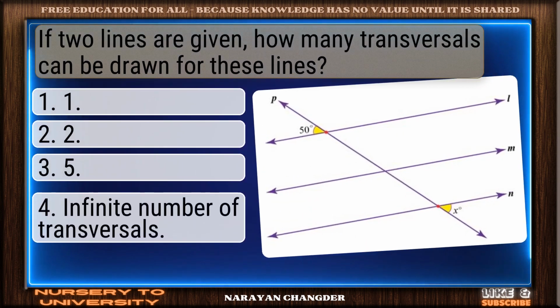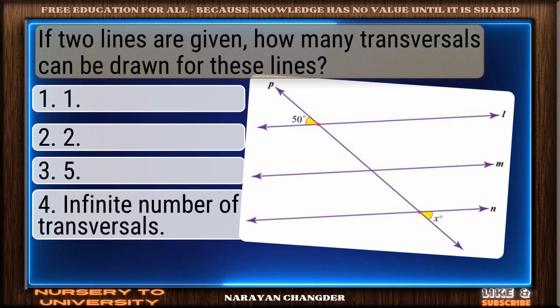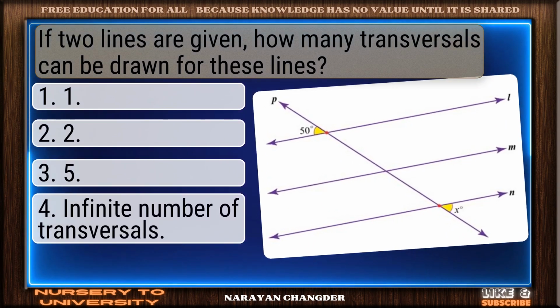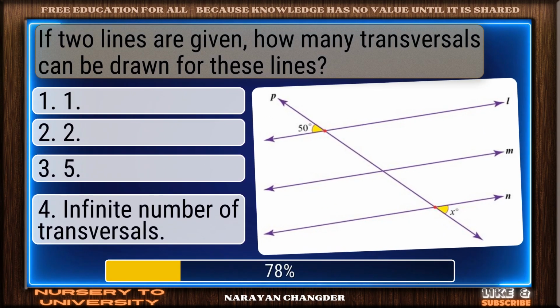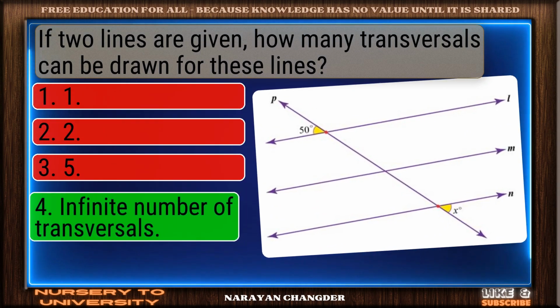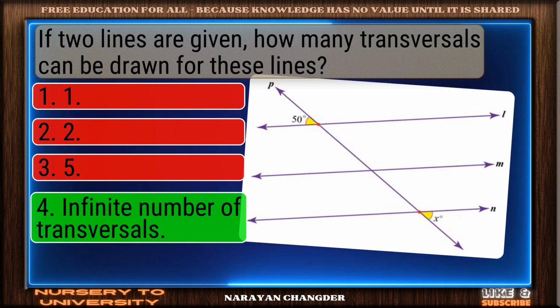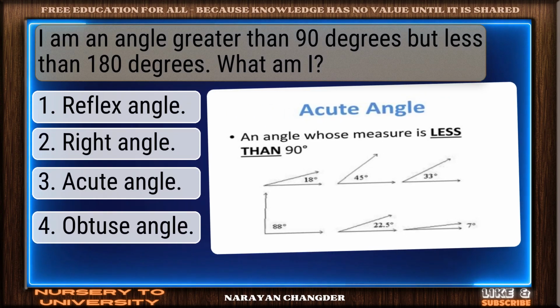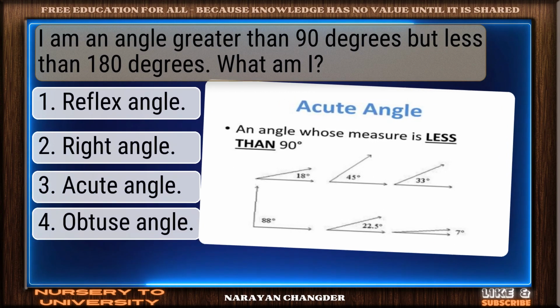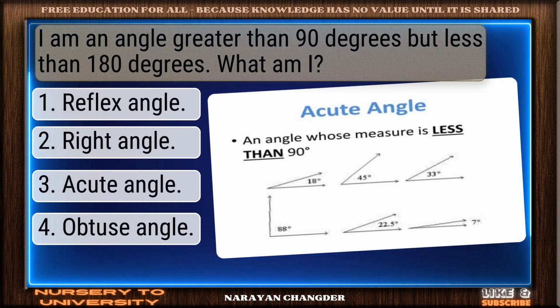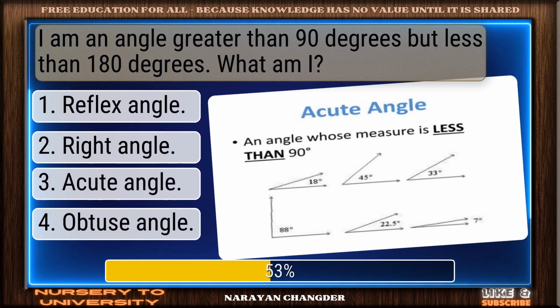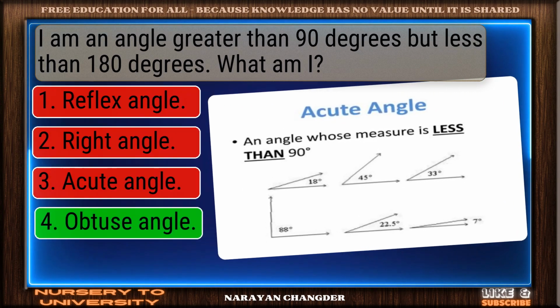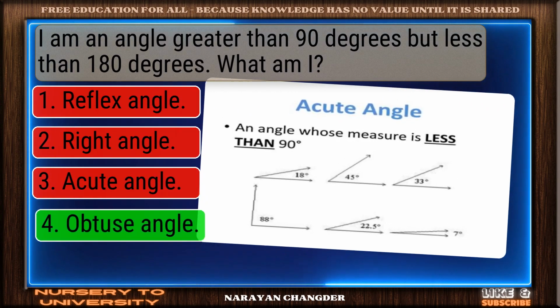Question number 79. If 2 lines are given, how many transversals can be drawn for these lines? You got it. Your choice, infinite number of transversals, is right. Question number 80. I am an angle greater than 90 degrees but less than 180 degrees. What am I? Good job. Your answer, obtuse angle, works well here.